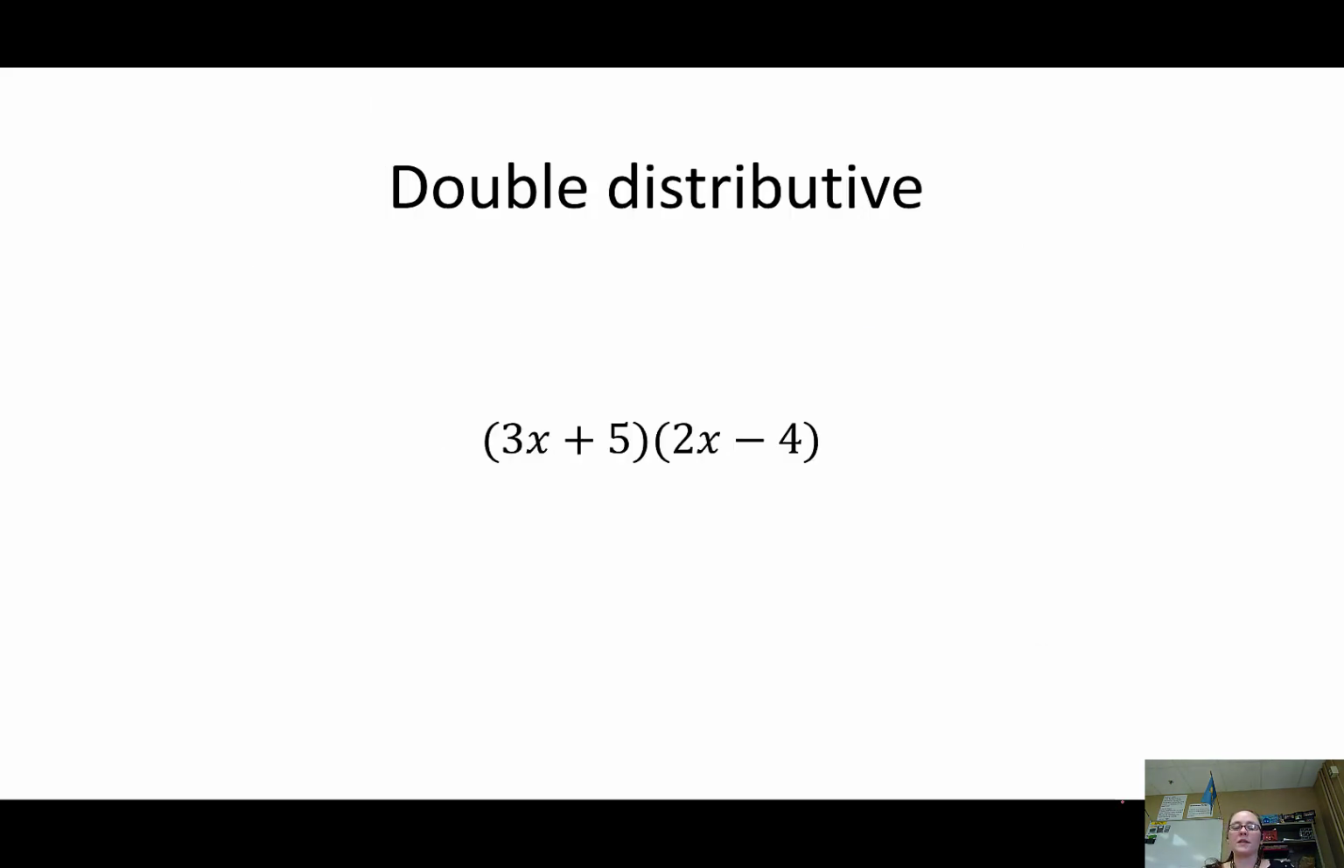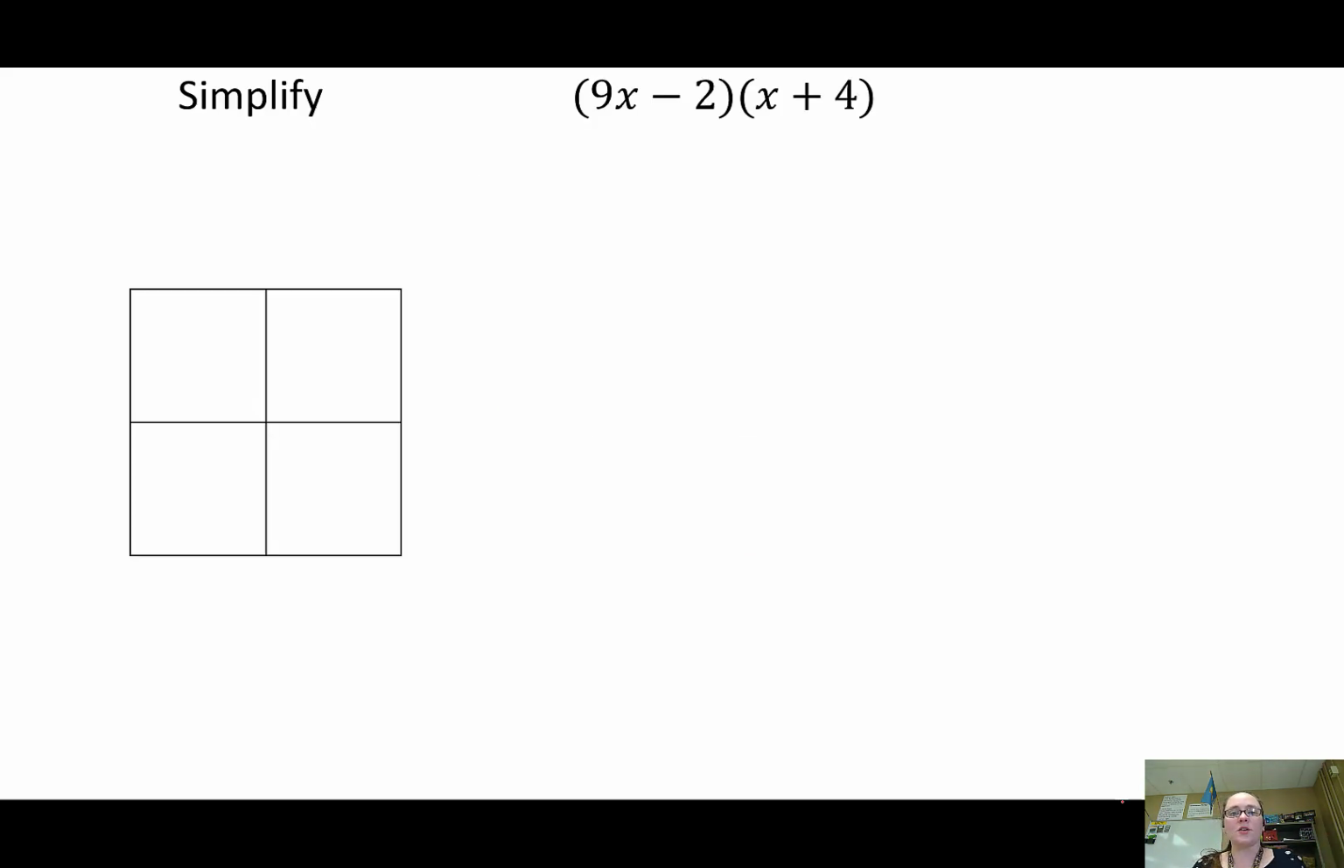Okay, our other method is the double distributive. So I'm going to take the first term and multiply to both things in the second, and then I take the second term and multiply to both as well. So we're going to compare both of these together on the same examples, and you'll see that in your note page. So I'm going to start with the box method each time.